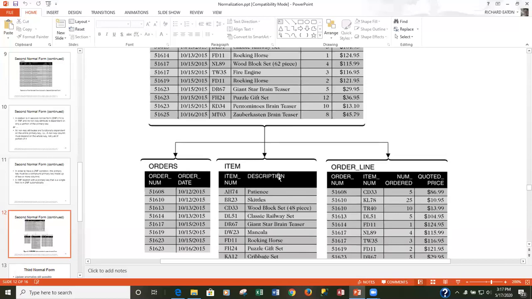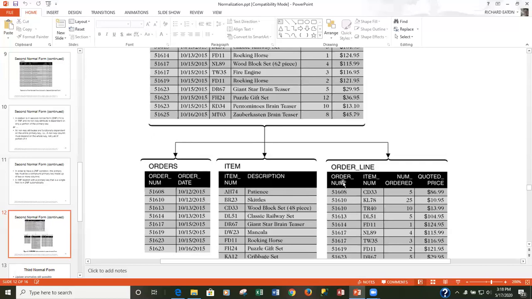But here's the table that brings these two tables together. It's a third table that takes elements of these two and puts them together. It's actually a many-to-many relationship. So you see in this order line table, we've taken the order number from here and put it in the order line table. And we've taken the item number on that particular order and included that in our second column of the order line table.